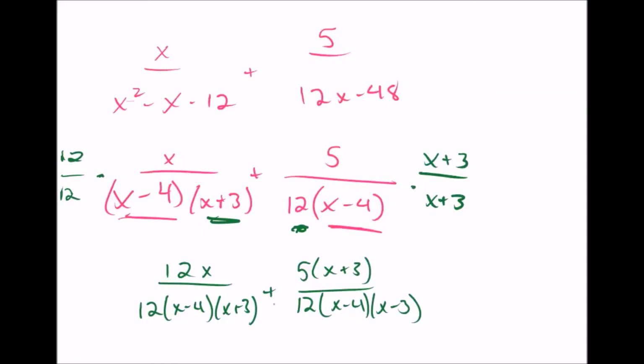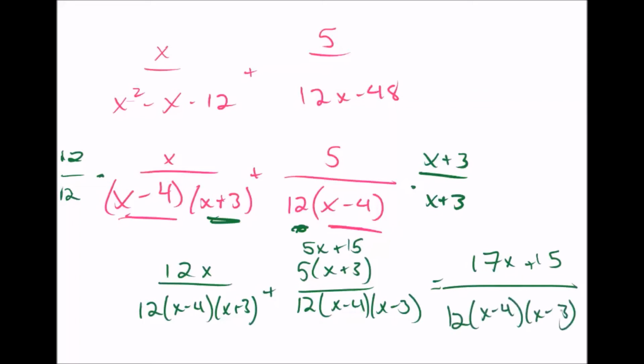So the next step is going to be, I guess, just multiplying this 5 through. So we have 5x plus 15. Now we're just going to add the numerators to get 17x. 12x plus 5x is 17x plus 15, all over this common denominator that we have, 12 times x minus 4 times x plus 3. And I'm not really sure if they're going to have you multiply this out or not on the denominator. For the problems that I've seen in the book, it's not going to make you. So this would be an appropriate answer.